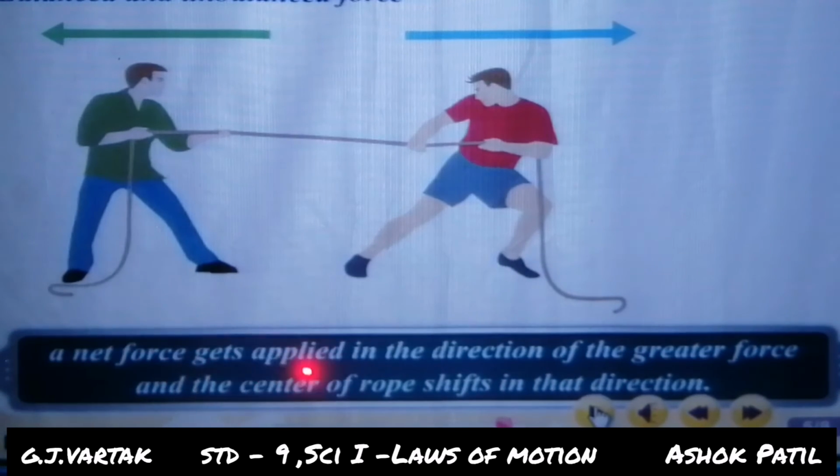A net force gets applied in the direction of the greater force, and the center of the rope shifts in that direction. This person applied a greater force than this person, so the rope shifts in this direction.